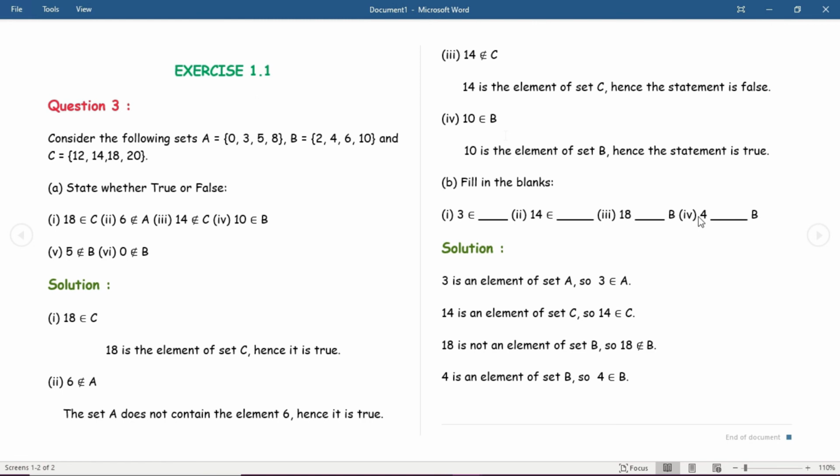Fourth subdivision, 4 dash B. You have to find whether it is an element or not an element. Now you go to 4. Here the 4 is in set B. So it is an element. So the answer is 4 is an element of set B.